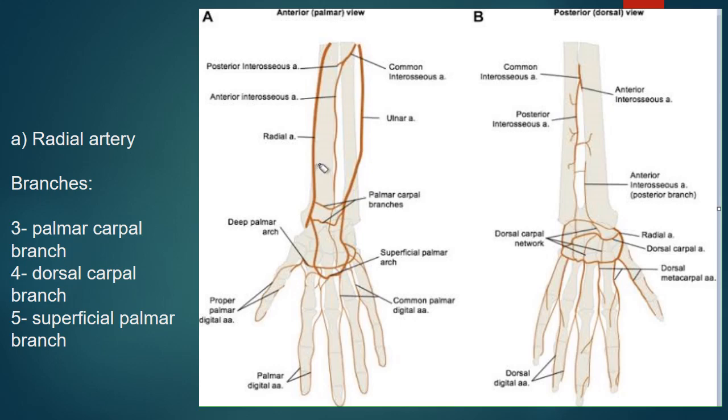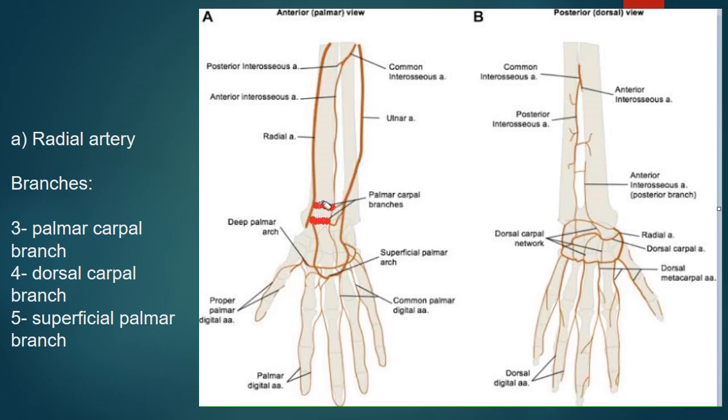The radial artery gives off the palmar carpal branch, which arises near the lower border of the pronator quadratus muscle. These are the palmar carpal branches of the radial artery. They run medially deep to the flexor tendons, and these branches anastomose with the palmar carpal branches of the ulnar artery. These are the palmar carpal branches of the ulnar artery.